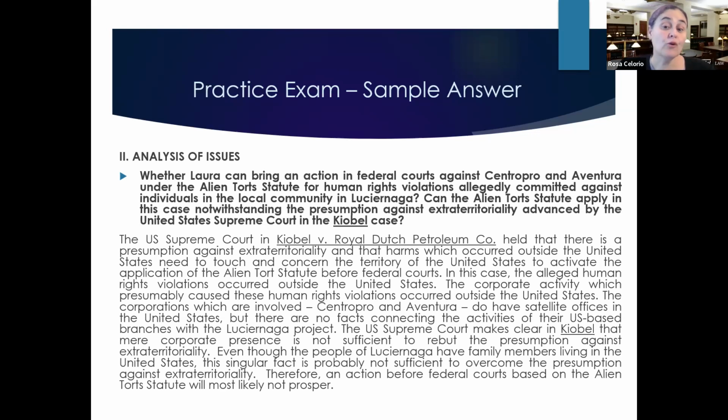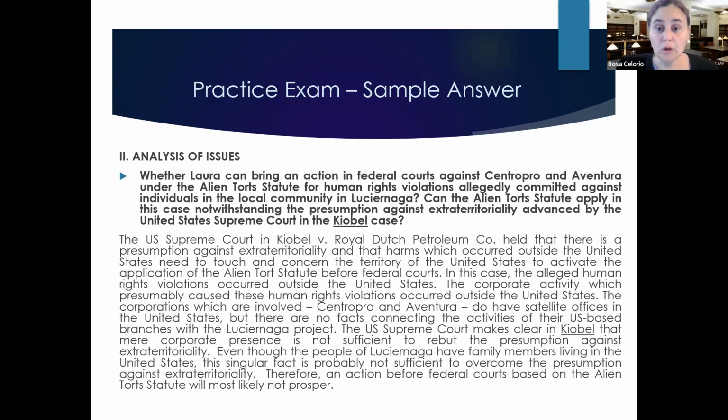The US Supreme Court makes clear in Kiobel that mere corporate presence is not sufficient to rebut the presumption against extraterritoriality. Even though the people of Luciérnaga have family members living in the United States, the singular fact is probably not sufficient to overcome the presumption against extraterritoriality. Therefore, an action before federal courts based on the Alien Tort Statute will most likely not prosper.